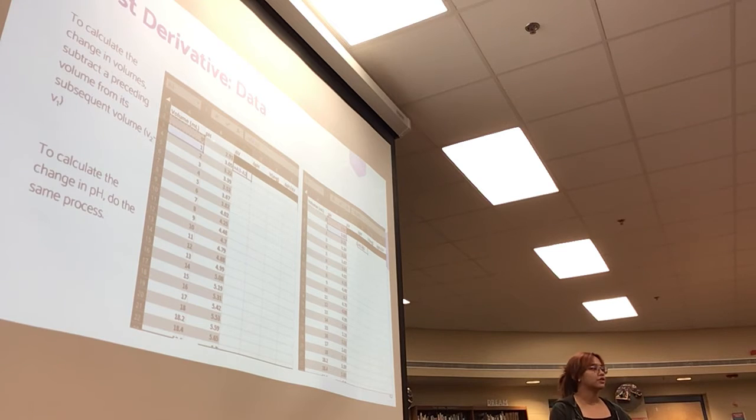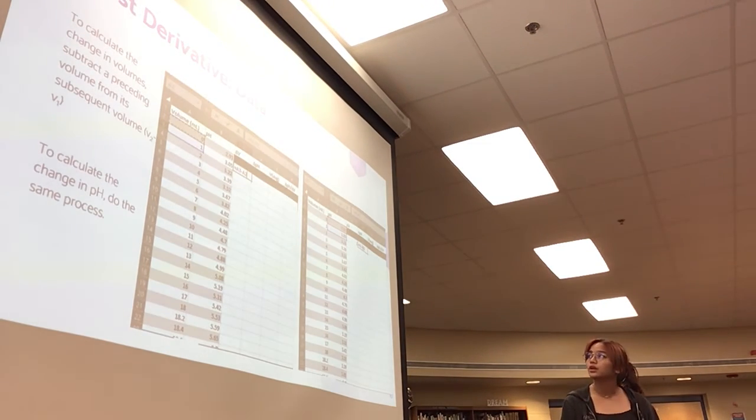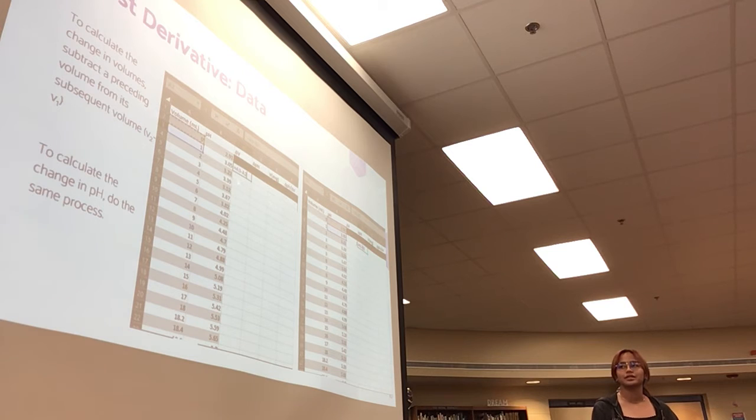So obviously prompt your function with equals, and then select the second data point we have for volume, and then hit subtract, and then click your first volume point. This is basically just seeing the change between the first and second volume points. And then you can also go to the change in pH. It's basically the same sort of process. You just hit the second, and then subtract, and then the first.